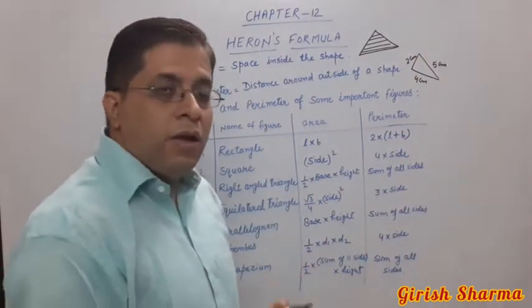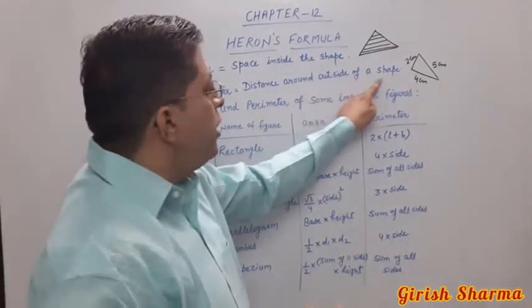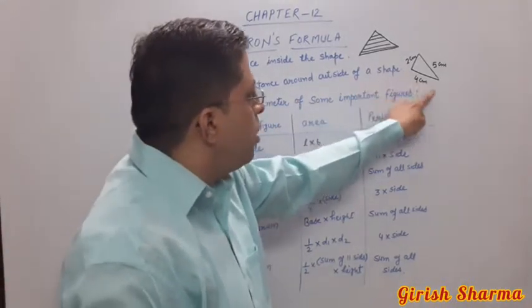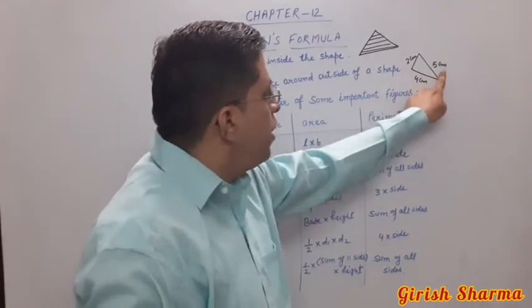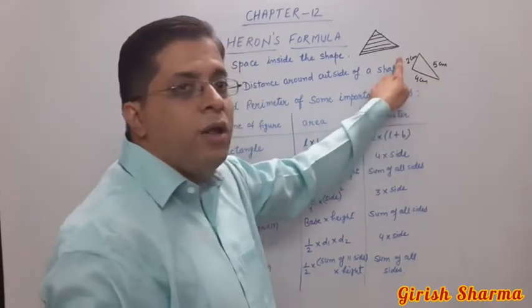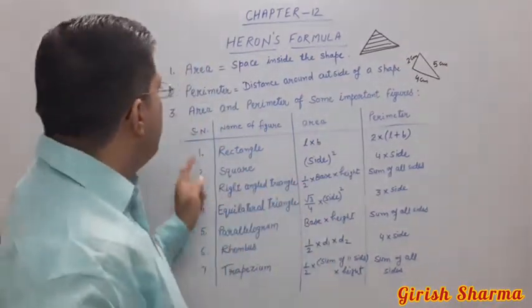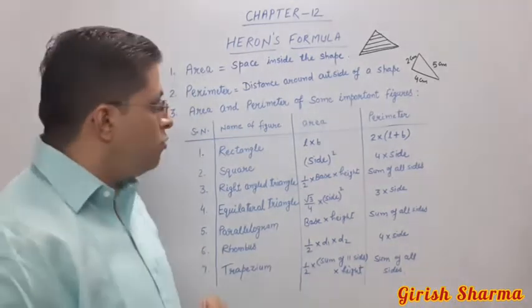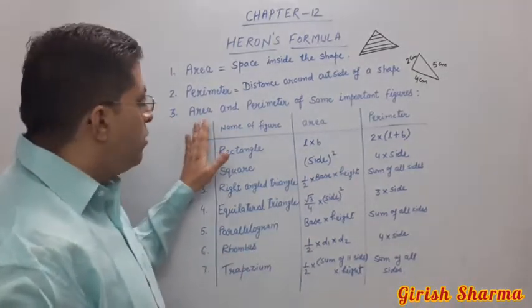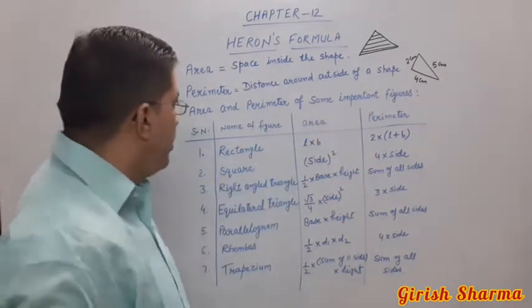And what do you mean by perimeter? Distance around the outside of the shape. It means you have to count. You have to add 4 plus 5, 9, 9 and 2, 11 centimeter. This is called your perimeter. Come on, we have some important figures that we have seen in lower classes also. See the areas and perimeters of some important figures.